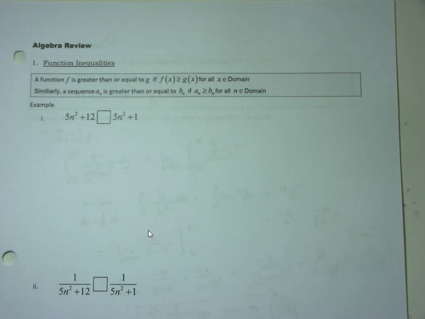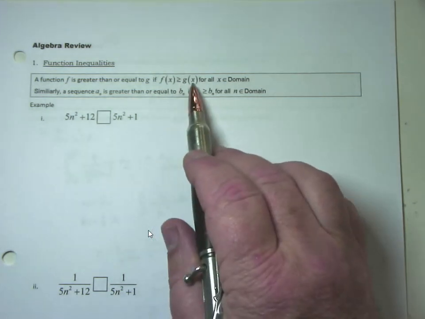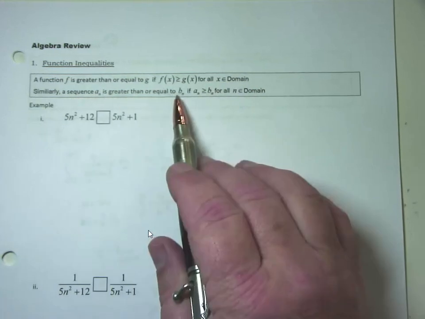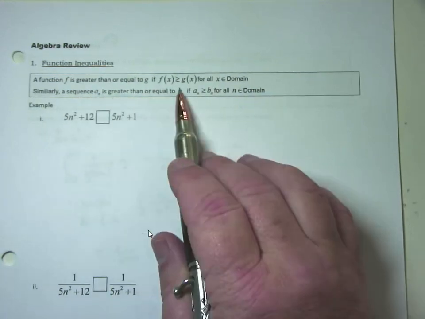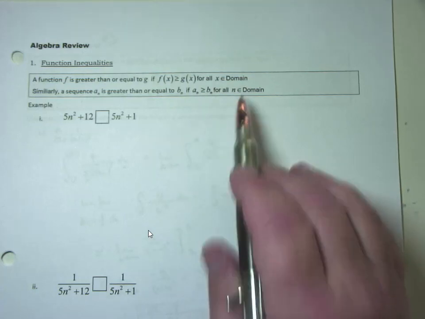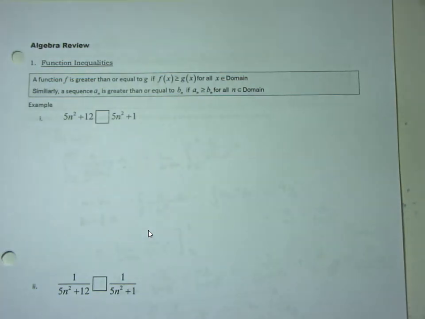If you've got 2 functions, f of x is greater than or equal to g of x for all x in the domain. Similarly, a sequence an can be greater than or equal to bn if an is greater than or equal to bn for all n in the domain. Remember, the domain of a sequence is 1, 2, 3, 4, the countable numbers. This is how we count a sequence. So we're looking at sequences, then eventually we'll be looking at series.